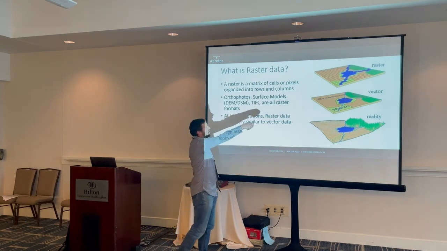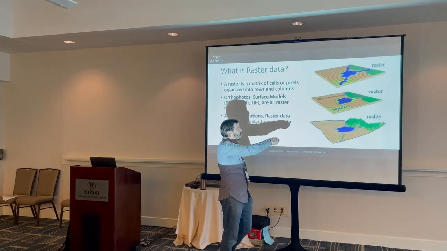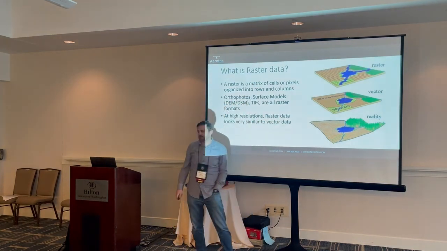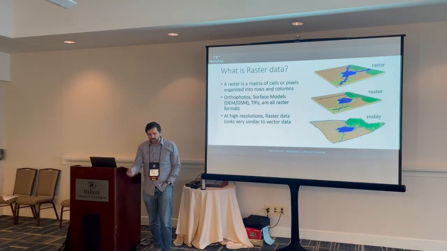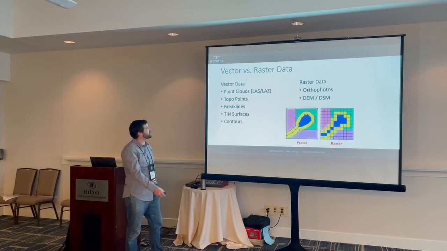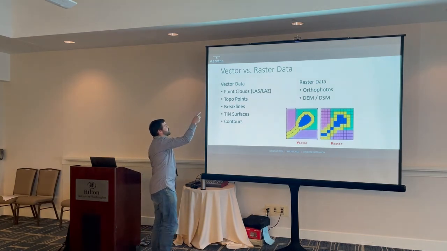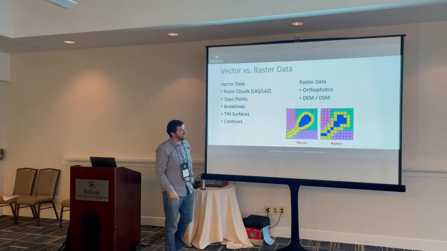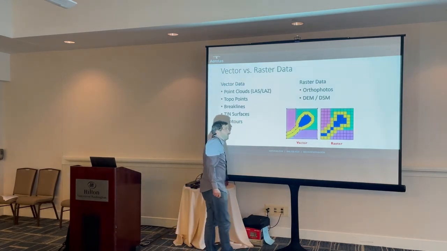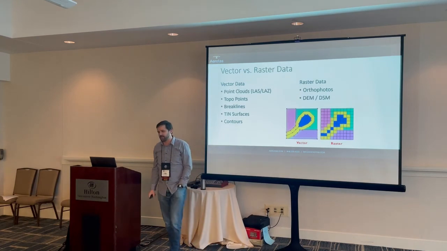Basically, it's pixel data as opposed to vector data, which is going to be points and polylines typically. Lidar data is by itself vector data. Vector data is Lidar data, topo points, break lines, TIN surfaces, contours, that sort of thing. Raster data is going to be your ortho photos and your DEMs and DSMs.